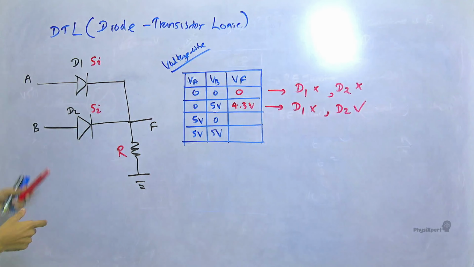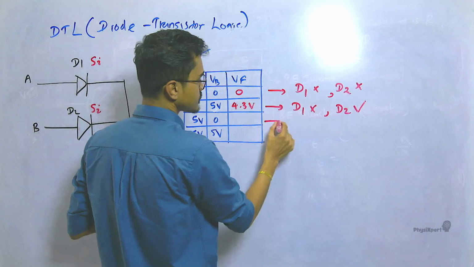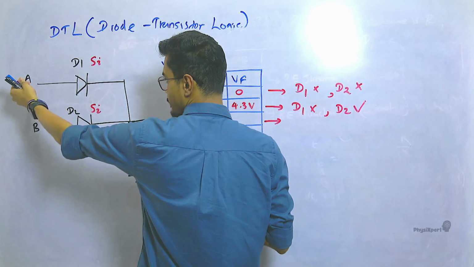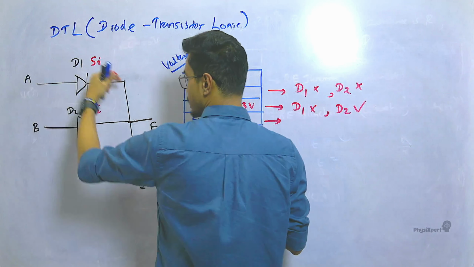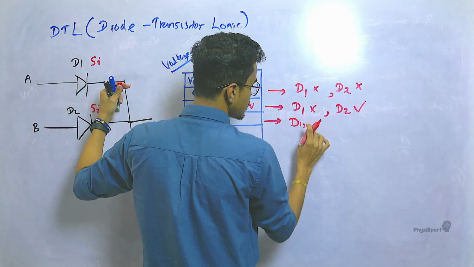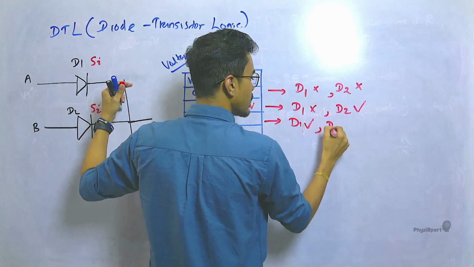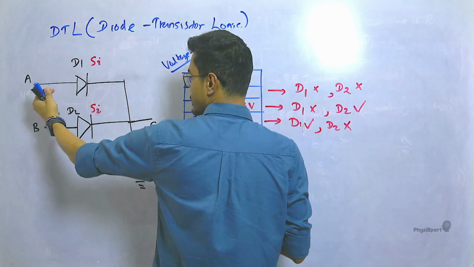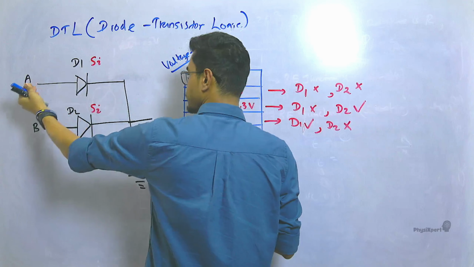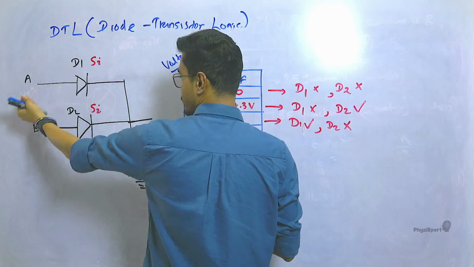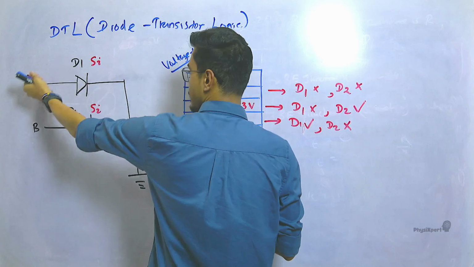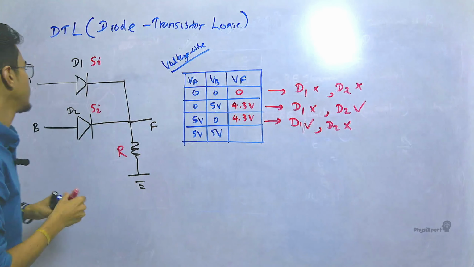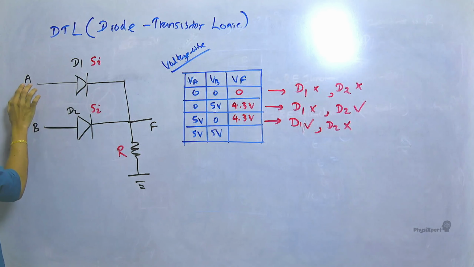Now, similarly, if you check this instance, now A is 5 volts, but B is 0. When A is 5, this is going to get that potential difference. Then D1 is forward biased, but D2 is reverse biased, right? Then when D1 is forward biased, there's a potential difference of 0.7 across D1. Then from 5 to this point, 0.7 is less, then 4.3 again, VF is 4.3. Alright? This point is 5.